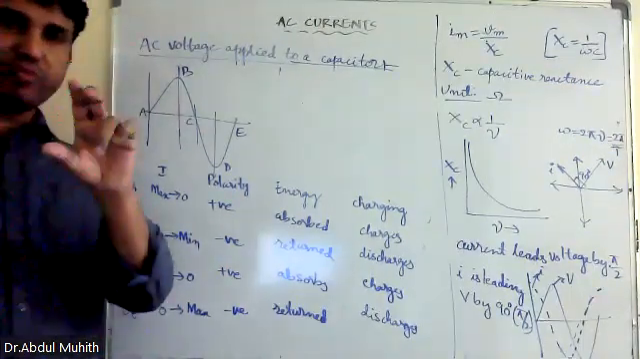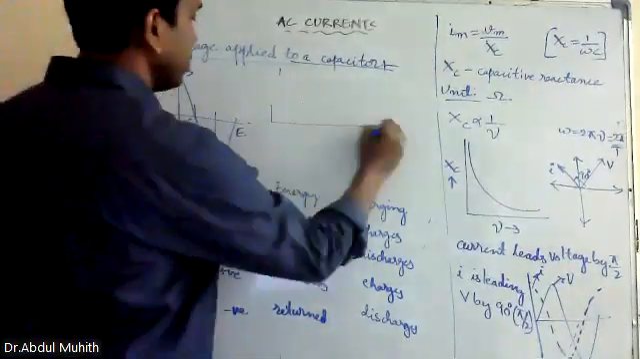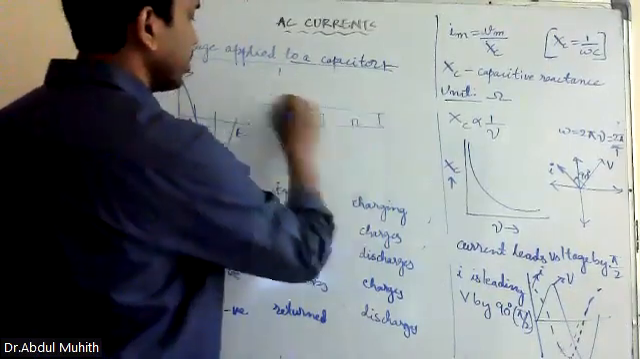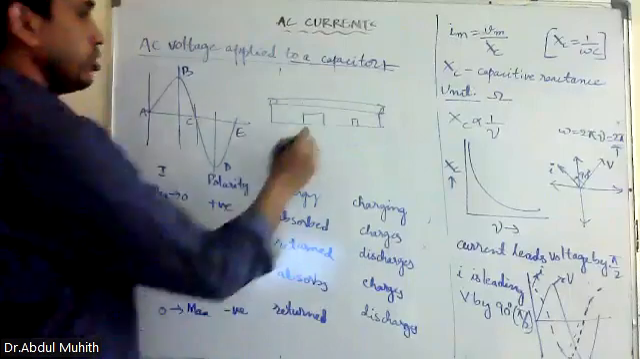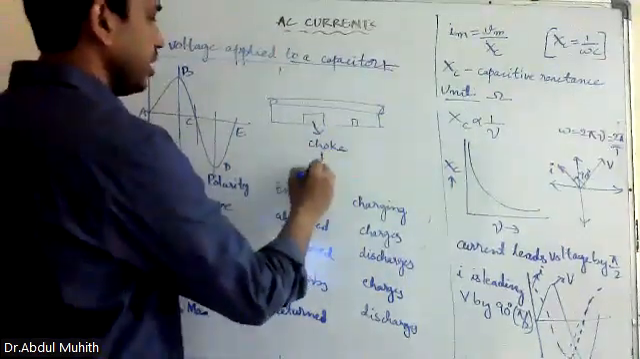Have you seen a choke fitted on a tube light? If you see the old tube lights, there is a choke like this, and there is a starter, and this is the tube light. You might have seen it in India also. This choke is basically an inductor.